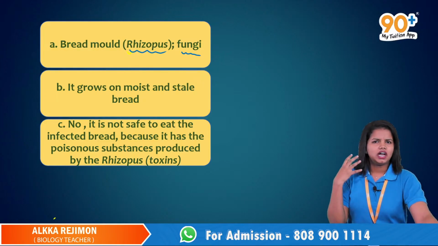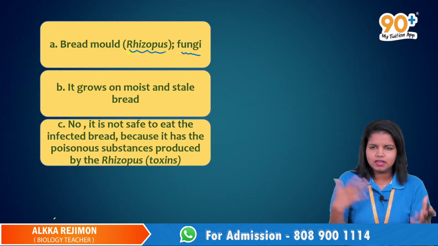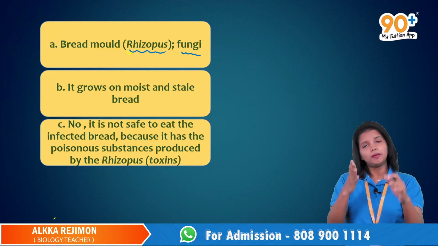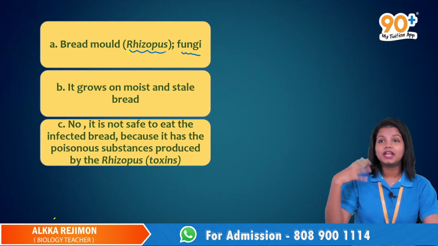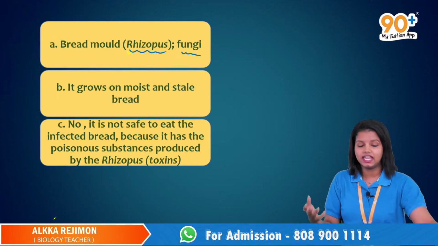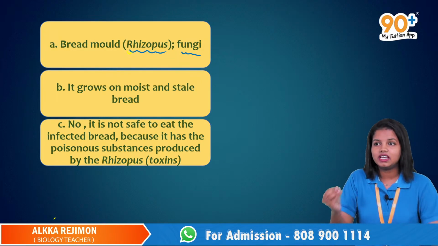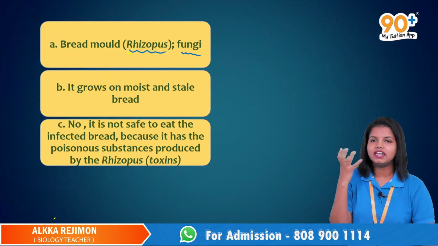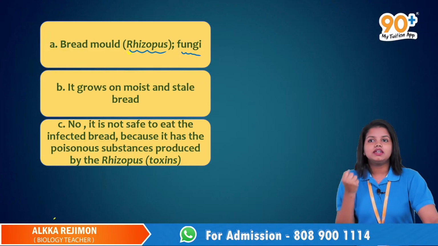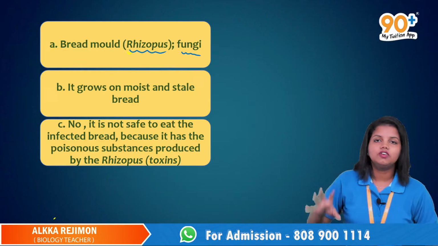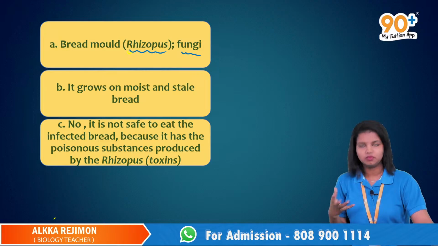And in what kind of food can these things be seen? The name itself says it, bread mold. Which is the food item? Yeah, it grows on bread which is moist and stale. Moist, spoiled, starting to degrade, you can say. So these kinds of bread molds or rhizopus will be growing on bread items that have moisture content.